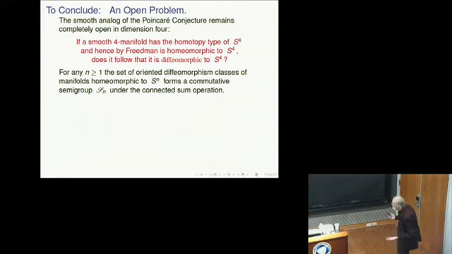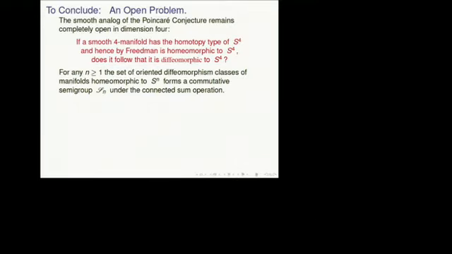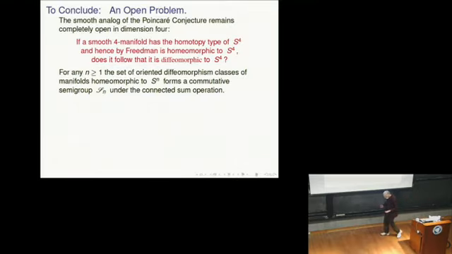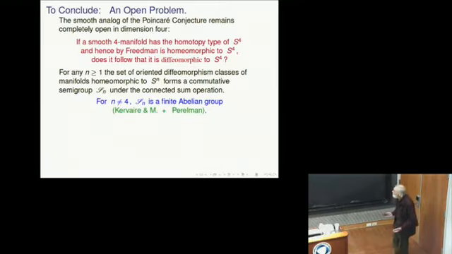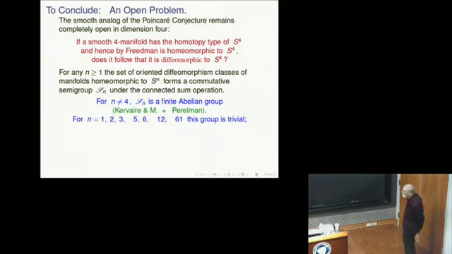Now, what you can say for any dimension is that the manifolds homeomorphic to the sphere have a well-defined connected sum operation. It's commutative and associative, so we have a well-defined commutative associative semigroup. It's clearly at least countably generated. And for all other dimensions, it's a finite abelian group. But for 4, in many cases it's trivial, but quite likely in most cases it's non-trivial.